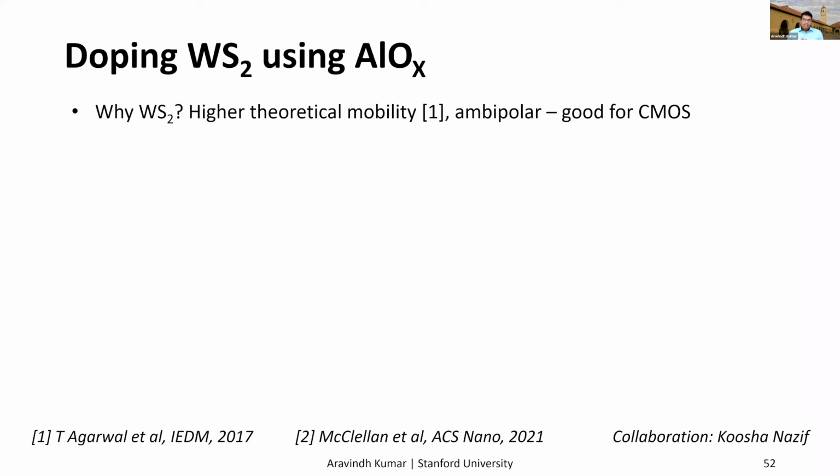So in the study, we look at the doping of another TMD called tungsten disulfide or WS2 using aluminum oxide doping layer. We chose WS2 here because it is theoretically predicted to have a higher electron mobility than MoS2. And more importantly, it is shown to be ambipolar, so it can conduct both electrons and holes efficiently. So that is good for CMOS logic.